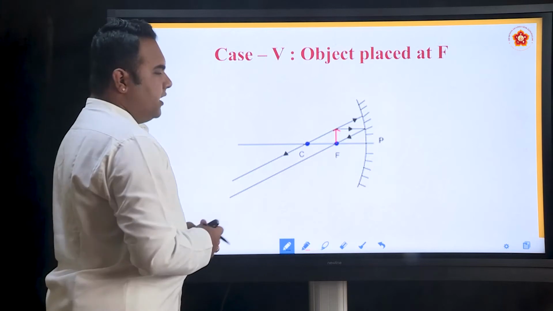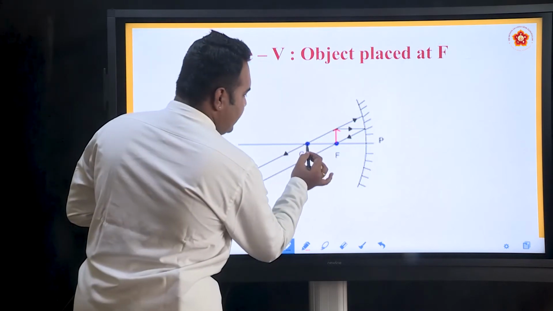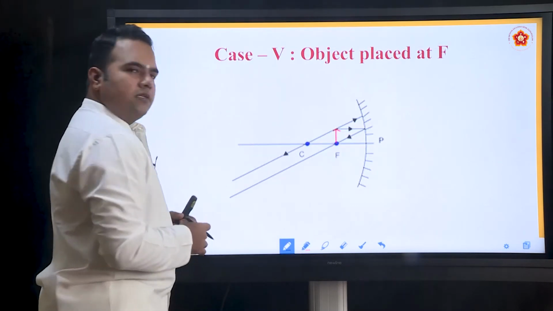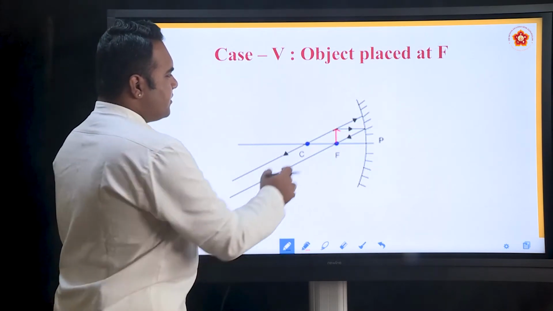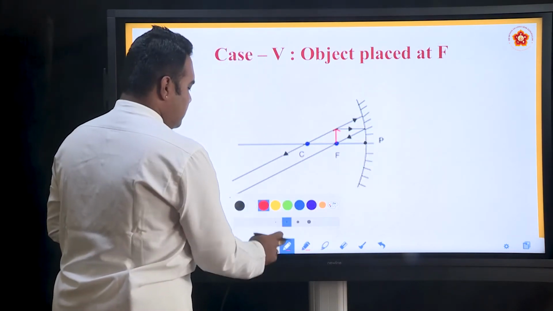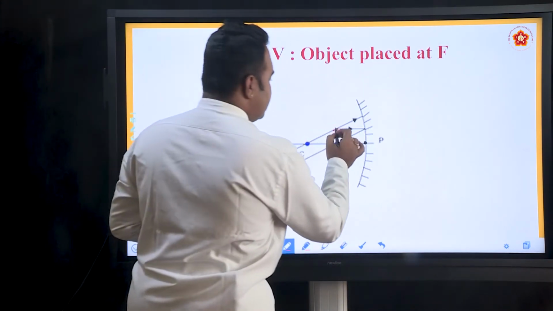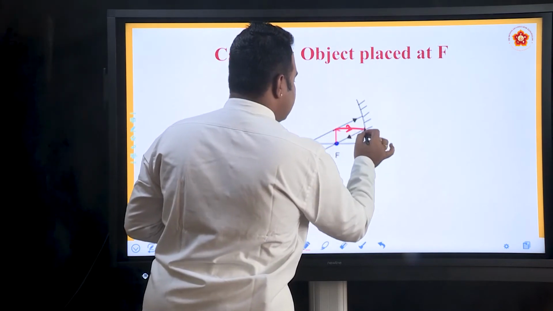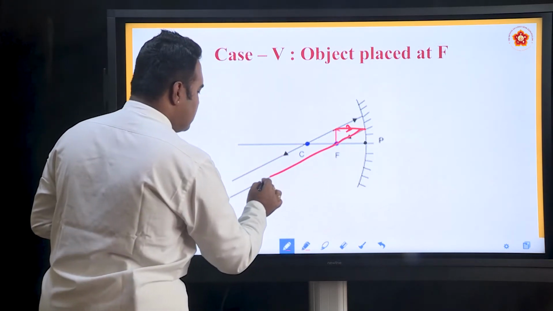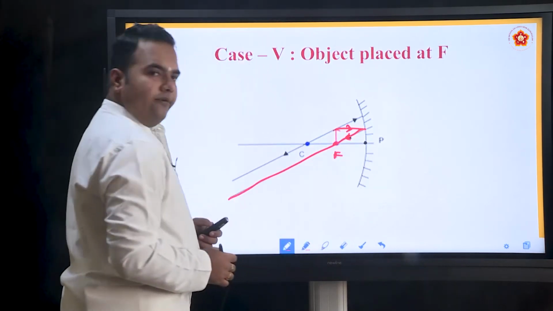Initially, till now, the object was placed at infinity, beyond C, at C, and between C and F. Now, we come to the point F, that is, the principal focus of the concave mirror. We have drawn the concave mirror, we have marked the pole. Now, one ray of light coming from the object, parallel to the principal axis, passes through the principal focus, through this point F.